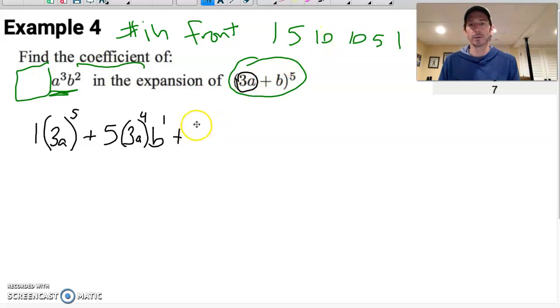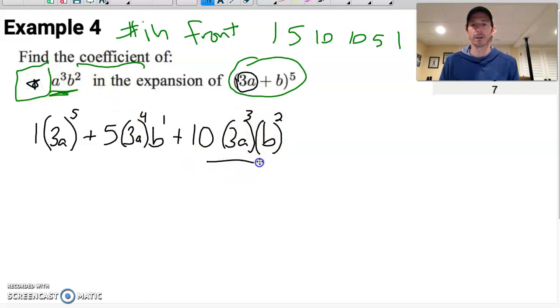Then I go to the 10 as my coefficient. The first term, 3a, is now going to drop from a 4 to a 3 because I'm reducing by 1. And my term back here, whatever it is, is going to pick up another power. Again, these add up to 5. And now when I look, that would give me a cubed b squared. So this is the one I want right here.